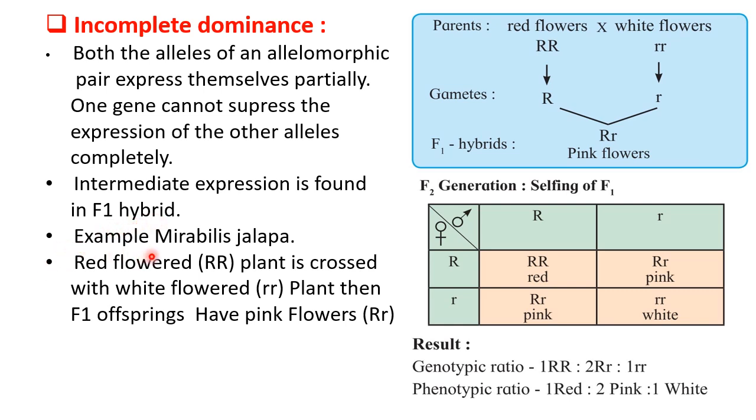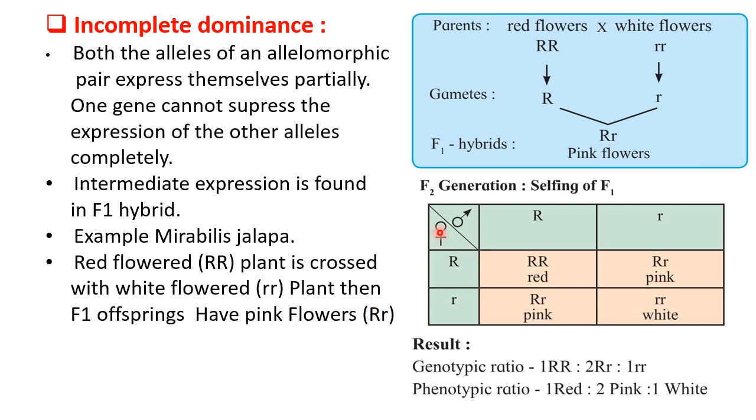Example of it is a plant called Mirabilis jalapa. Mirabilis jalapa in Marathi is called Gulbakshi. So, in Mirabilis jalapa, a red flowered plant with the genotype capital R is crossed with a white flowered plant with the genotype small r. Then the F1 offspring which are produced have pink flowers with genotype capital R and small r.